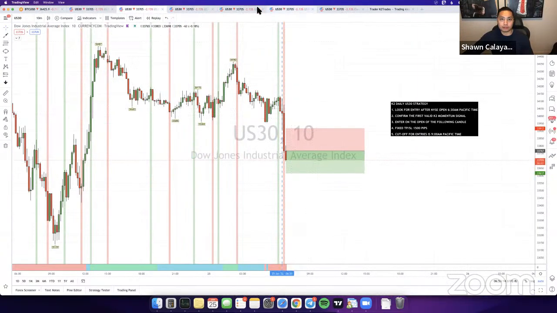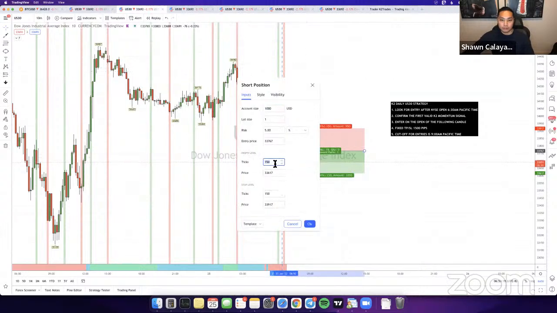The daily over here, still running. I think it's already hit TP2. So yeah, it's already past TP2. So I'll just have an alert here for the full TP.